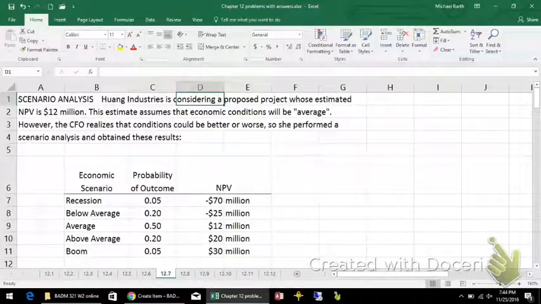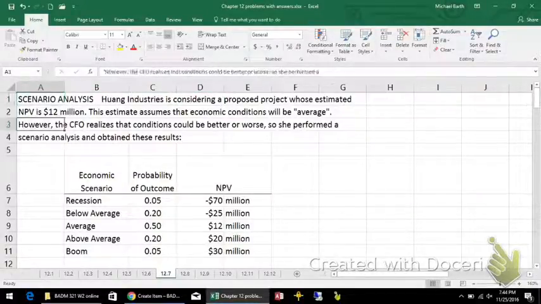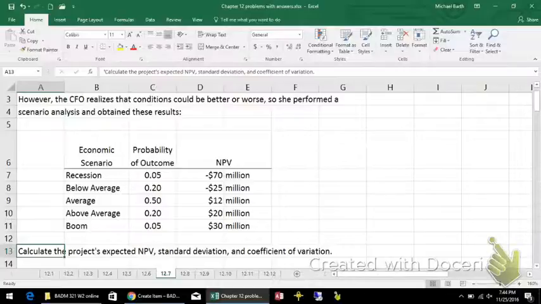This is problem 12.7 from chapter 12 of Brigham and Houston's Fundamentals of Financial Management, Concise 9th edition. And here we're being asked to calculate an expected NPV, which means the average NPV or weighted average, the weighted average standard deviation, and the coefficient of variation. The coefficient of variation is the standard deviation divided by the mean.